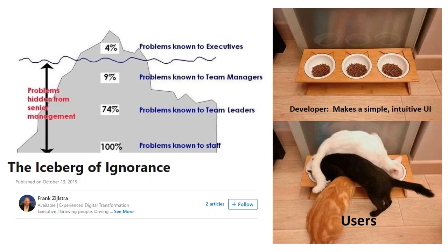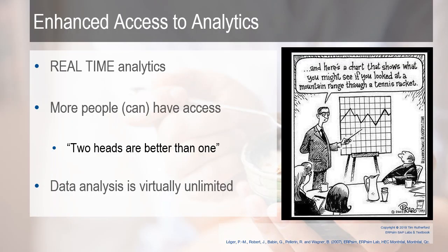There's a strategic side of switching over to S/4HANA from ECC. The real-time access to analytics. Again, more people can have access to the same analytics. Two heads are better than one. Two people looking at the same thing from different perspectives. And the data analysis options are virtually unlimited. So these are the kinds of things to be looking for.